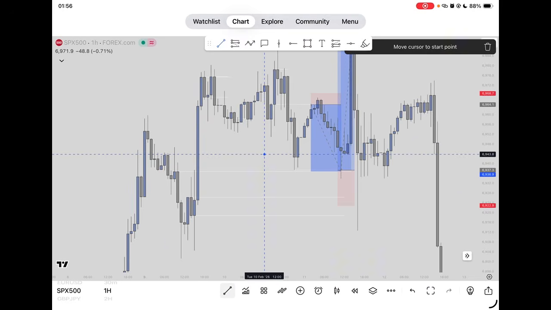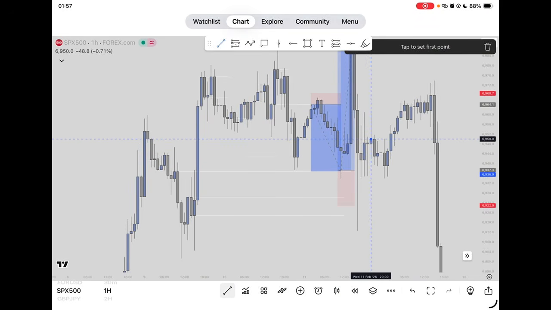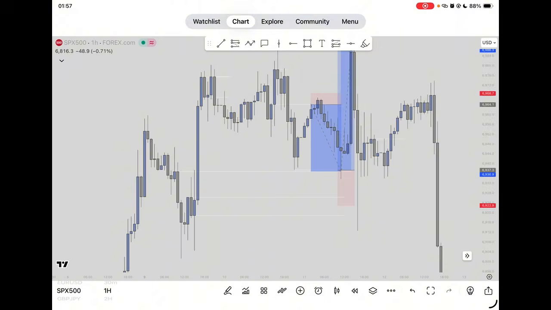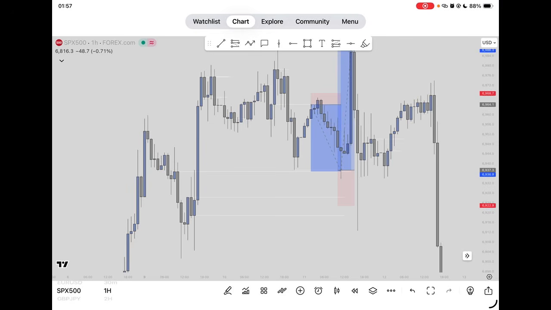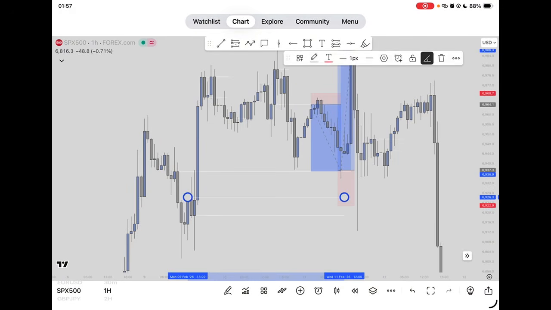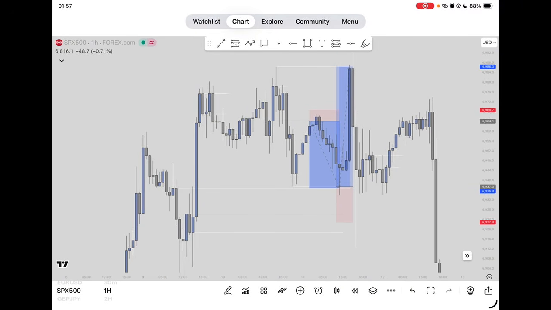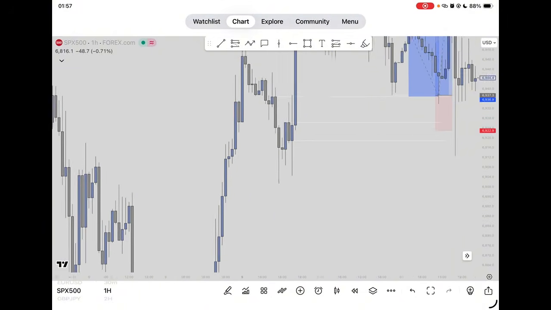Even also here, after price broke out of this place, why didn't price retrace down to this key level? Why? You already know the answer, right? So let's check for more.